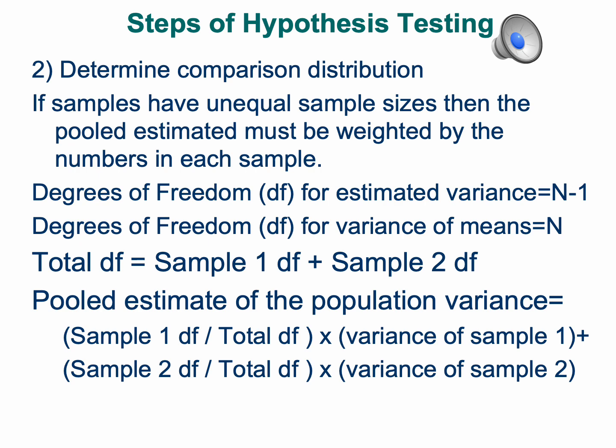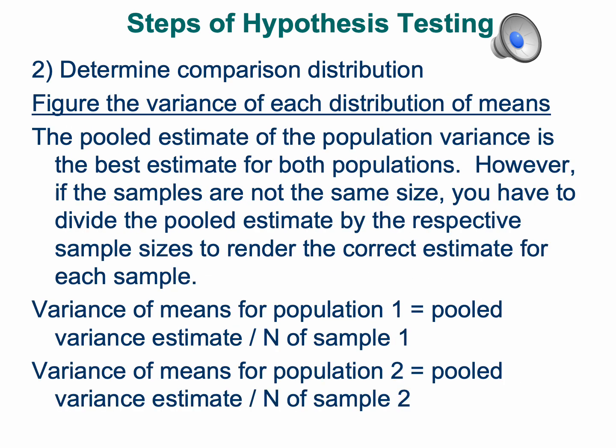The sample size ought to be weighted so that each subject contributes equally to the estimate of the population parameters. Okay, the next step is to figure the variance estimate for the distribution of means, for each distribution of means. If you remember back in the graph before, there were two distributions of means, one corresponding to each sample. Okay, the formula for this is down below. The variance of means for population 1 is equal to the pooled variance estimate divided by the n, the sample size of sample 1. And the variance of means for population 2 is estimated to be the pooled variance estimate divided by the sample size for sample 2.